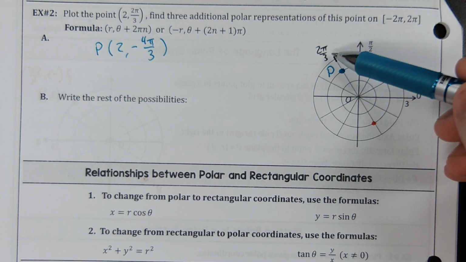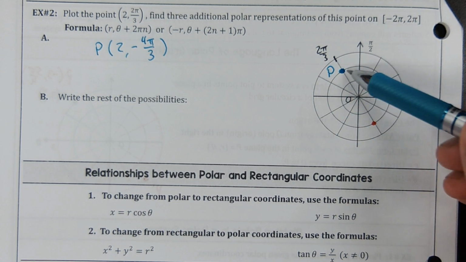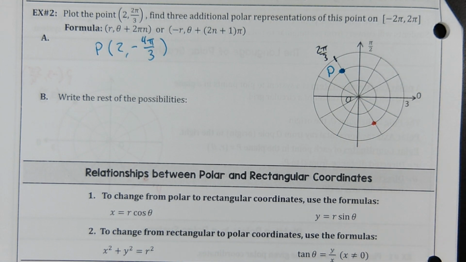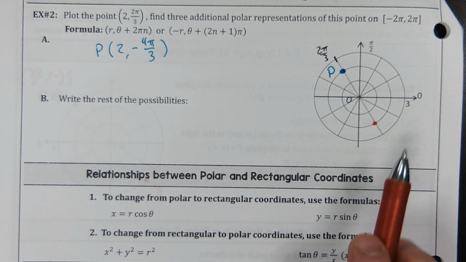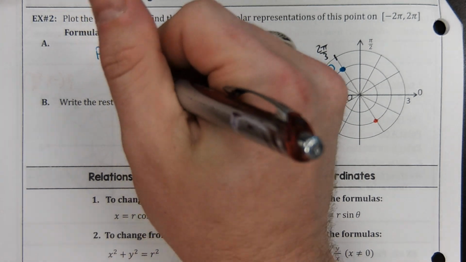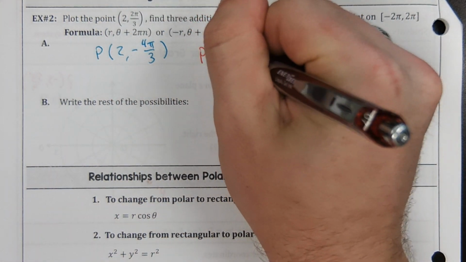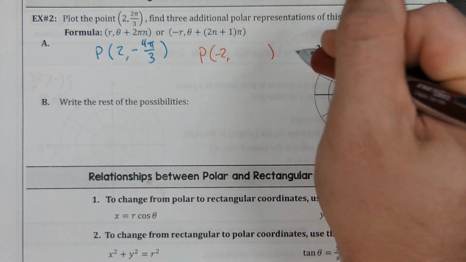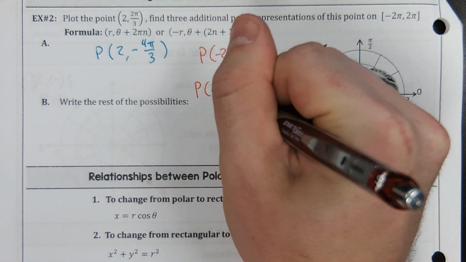Literally this number minus 2 pi. Or you just count. How about the two negative radius versions of it? So when I do the negative radius, I'm referencing this red dot. So we know it's going to say negative 2 comma. They'll both say negative 2 comma.